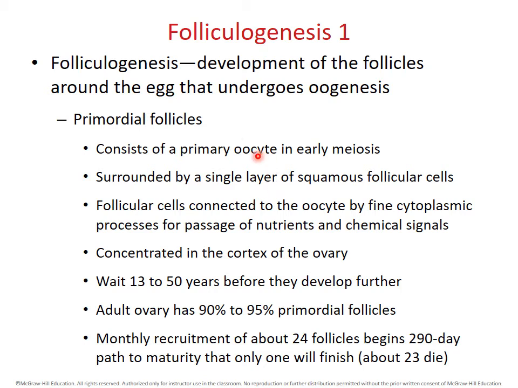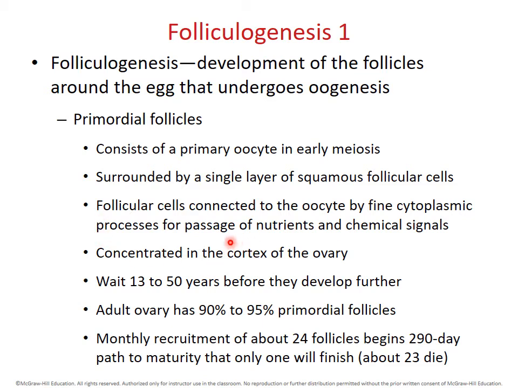So again, we're not totally responsible for this, and we don't really have these details in our list of terms, but it's so interesting that I just want to talk about it briefly. So again, remember, primordial follicles, we have about 200,000 of them, and they contain the primary oocytes that are arrested in meiosis, and they're surrounded by a single layer of squamous cells again.